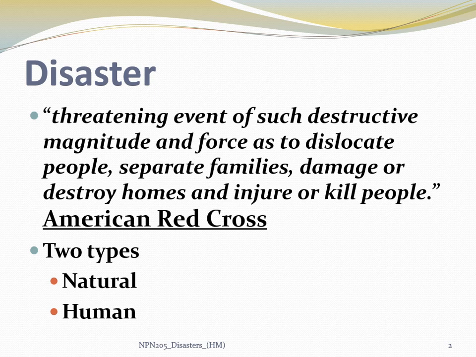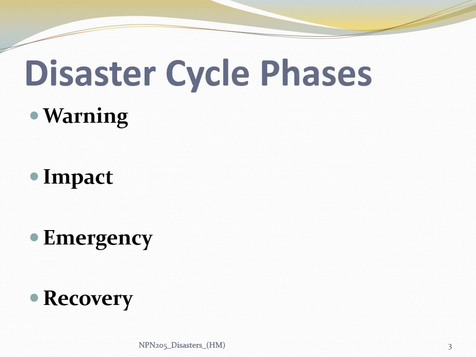Now, there are two types of disaster. We can either have a natural disaster or a human disaster. All right, the disaster cycle has phases. You have the warning phase, the impact phase, emergency phase, and recovery phase.